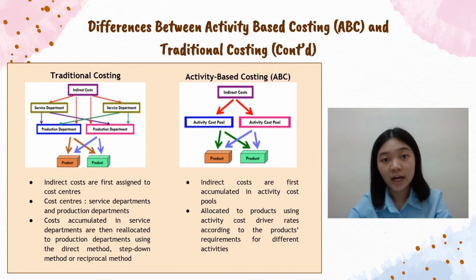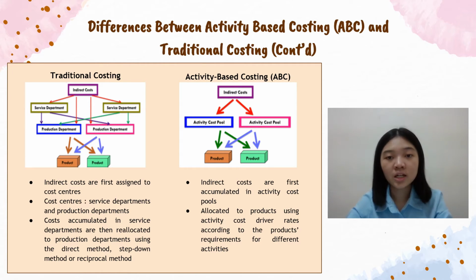Based on the figure under activity-based costing, indirect costs are first accumulated in activity cost pools and then allocated to products using the activity cost driver rate according to the product's requirement for different activities. Comparing the cost pools between these two systems, we can see the choice of cost pool under activity-based costing is more reasonable, because a company consumes resources as a result of conducting activities instead of having cost centers.